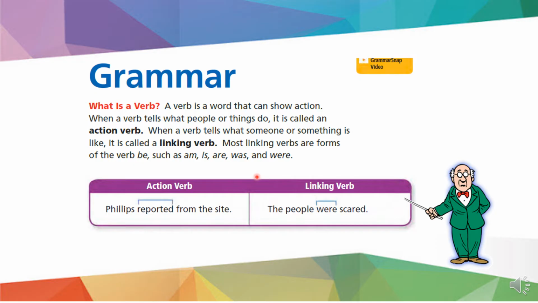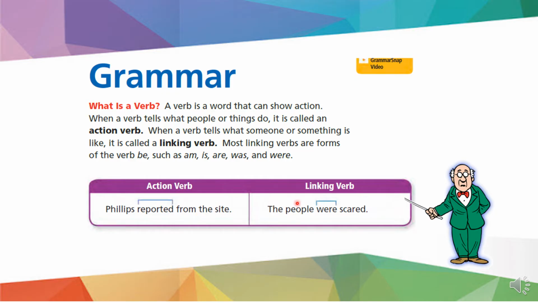So now we're going to look at two examples in here. First example would present us with an action verb. The second one is with a linking verb. So action verb example. Phillips reported from the site. What is Phillips doing? Yes, he is reporting. So he has reported from the site. So this is your action verb. So you know that action verb is a part of the predicate. So predicates could not exist without some form of verb in it.